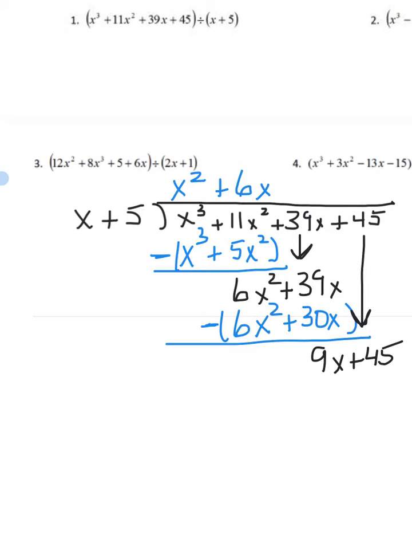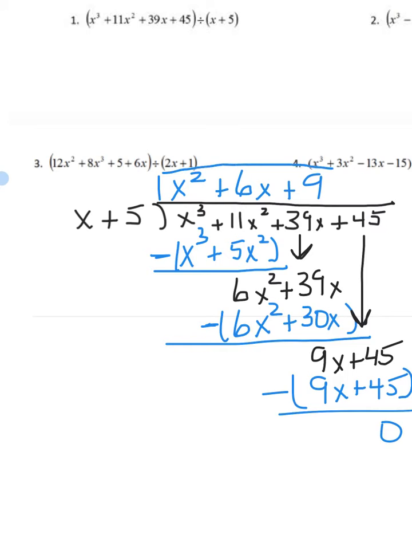Okay? Now, how many times will x go into 9x? Or what number do I need to multiply times x to give me 9x? Well, I need to multiply that times 9. So 9 times x is 9x, and 9 times 5 is 45. And guess what? When we subtract this, we get no remainder. So our final answer is this. When I divide x cubed plus 11x squared plus 39x plus 45 by x plus 5, I get x squared plus 6x plus 9.